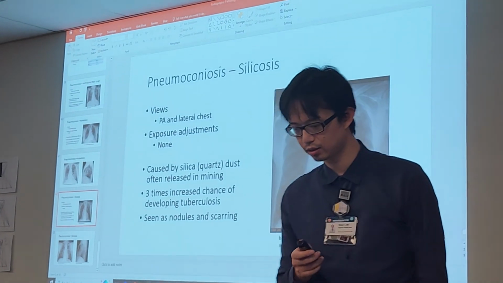Pneumoconiosis has three types, right? Asbestosis, silicosis, and black lung disease. What is asbestosis? It's from building. You have the PowerPoint slides, correct? Just making sure that you all have that PowerPoint.